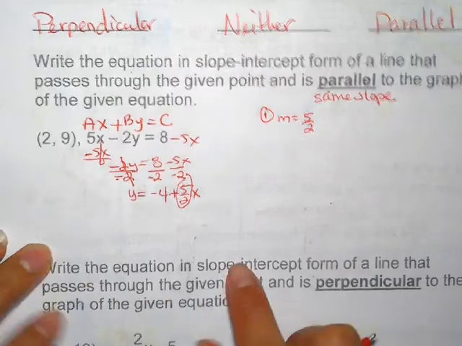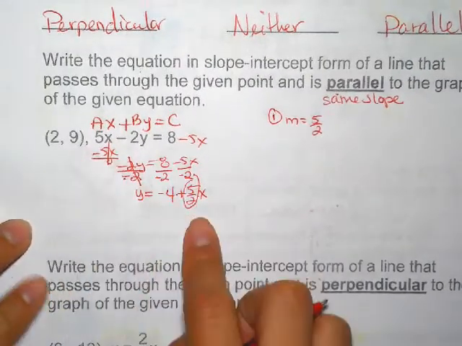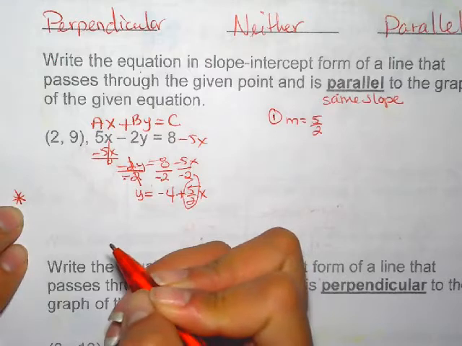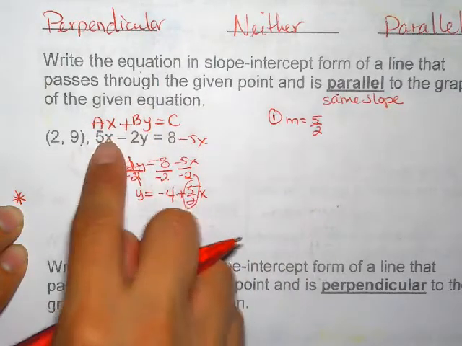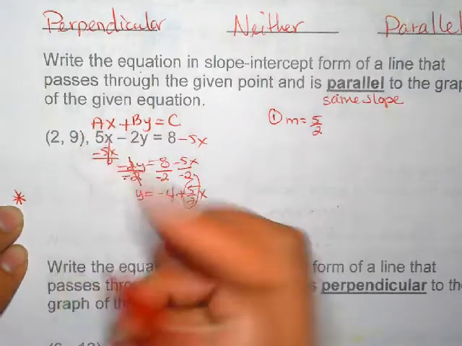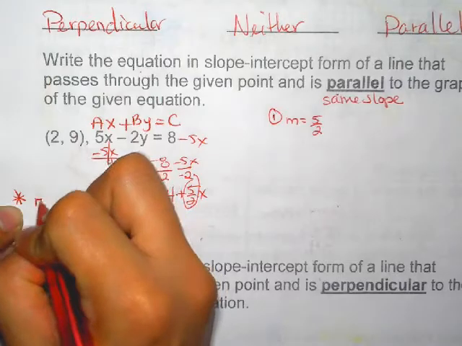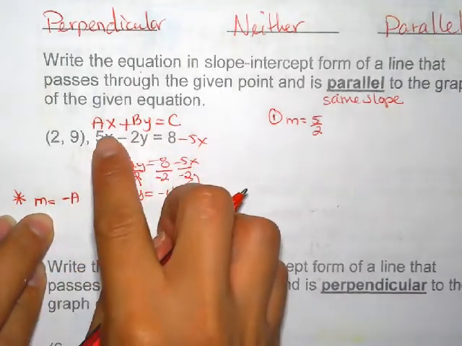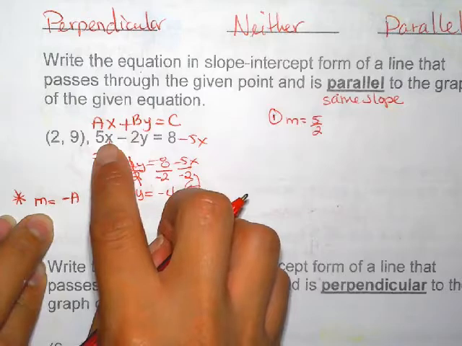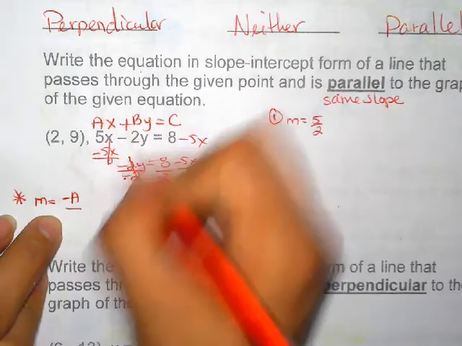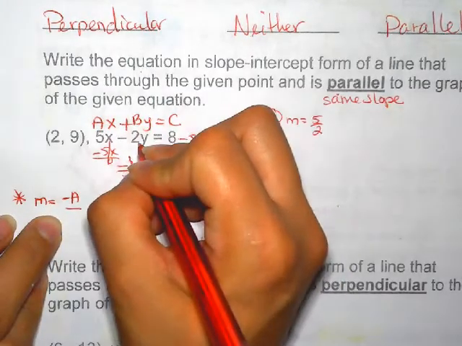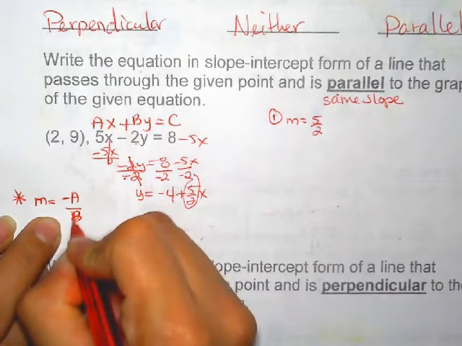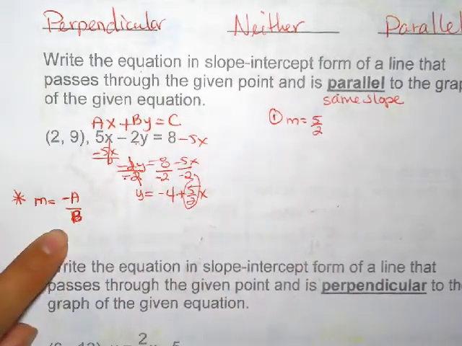Now let me show you the shortcut in case you don't want to have to solve for y. This is the shortcut. I'm going to put a little star over here. Whatever's in front of the x is called the a. So m equals the negative of whatever is in front of the x, in this case 5, and then you divide it by whatever's in place of the b, which is 2, right with the y. Oops, sorry, b. That will give you the slope.